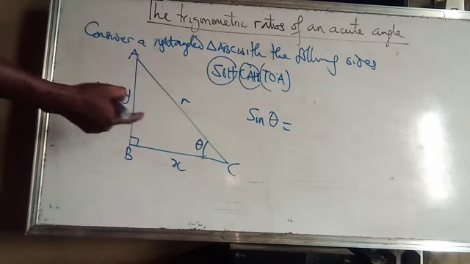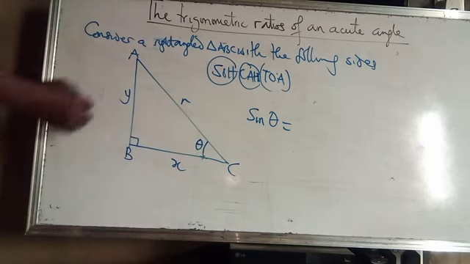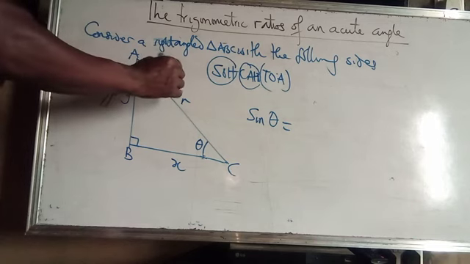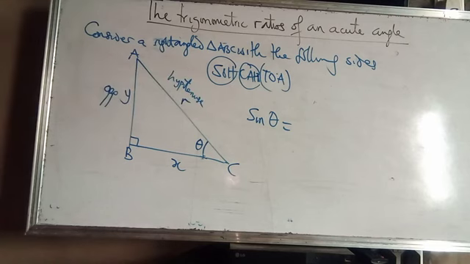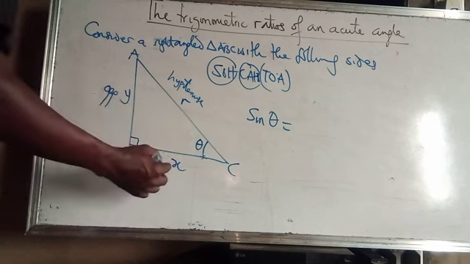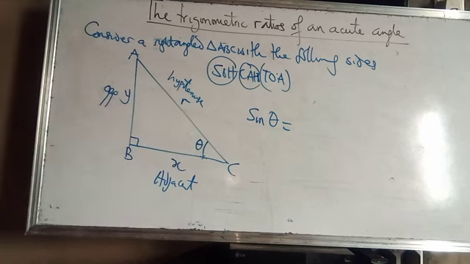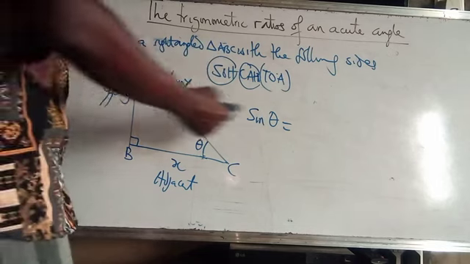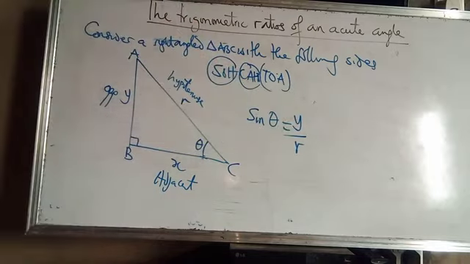Don't forget, the side that faces your theta, the reference angle, is the opposite side. The side that happens to be the longest one is the hypotenuse. You must have learned that in Pythagoras theorem. The last side is called the adjacent side. So since sine means opposite over hypotenuse, that means y over r. That's our sine theta.